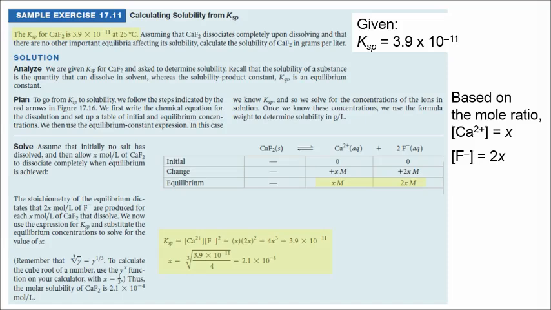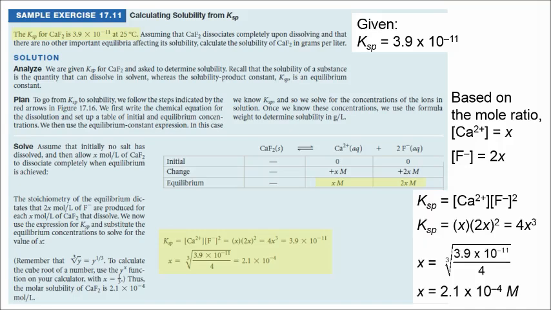So our expression becomes 4x cubed. X is equal to the solubility of this salt. We have to take the cube root of the KSP divided by 4, and when that math is done, we get 2.1 times 10 to the negative 4. That is the molar solubility of calcium fluoride. Now we could go on and do the number of grams per liter if we wanted to, but I'm just talking about molar solubility for right now.